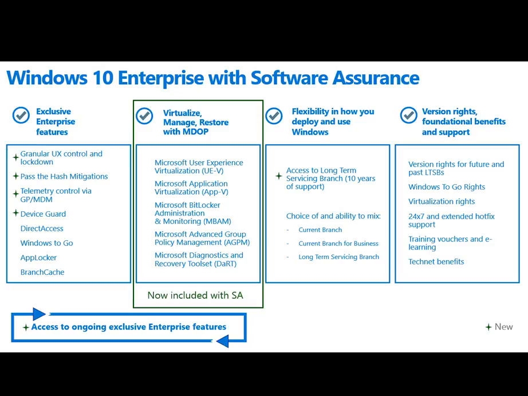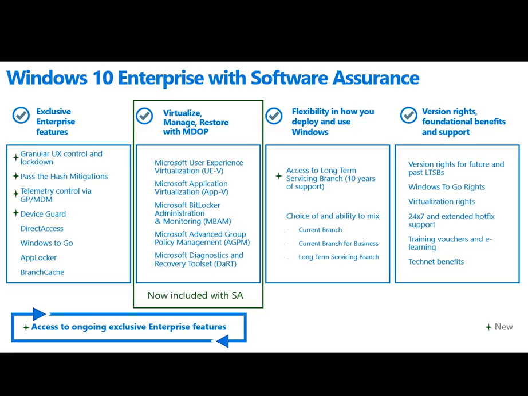So it's already included in software assurance. Plus, with the exclusive enterprise features, you get granular UX control and lockdown. You get the pass-the-hash mitigation, and you get telemetry control via GPO, MDM, and Device Guard. So these are the new features in the Windows 10 Enterprise Edition.